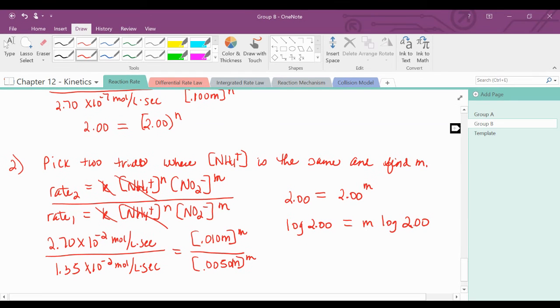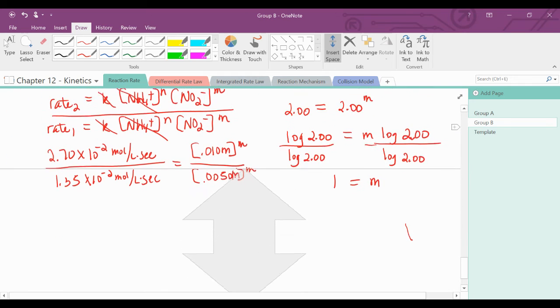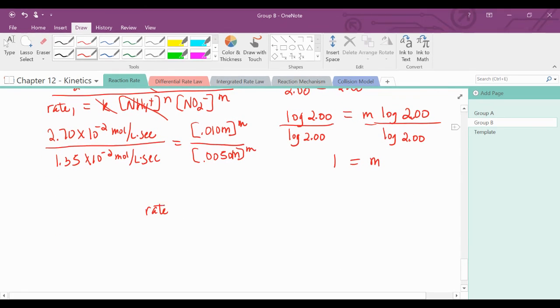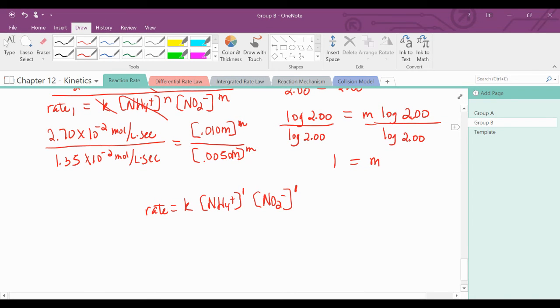And then we want m by itself, so we're going to divide both sides by the log of 2. And so m is going to be equal to 1. Okay, so at this point, we can actually write our rate expression. Rate would be equal to k times the concentration of the ammonium ion, and we're going to write the 1 so we know that it's first order, and the nitrite ion, again with the 1 because it's raised to the first order.